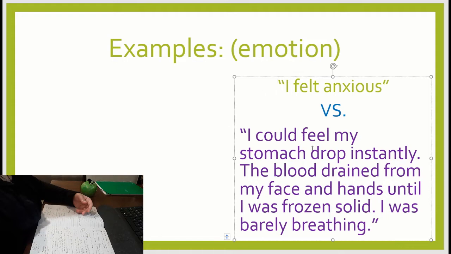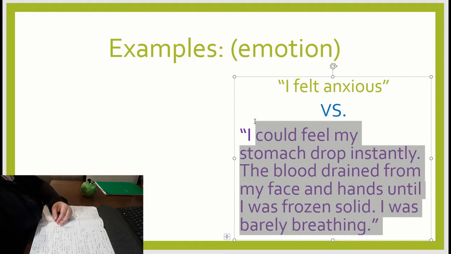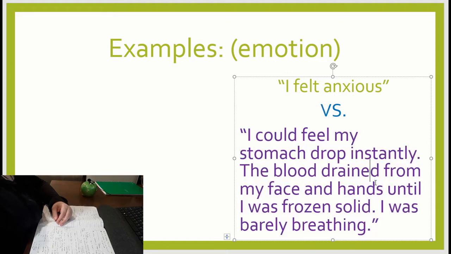Versus if you were to say instead, we're showing, okay? If you were to say something like this instead: I could feel my stomach drop instantly. The blood drained from my face and hands until I was frozen solid. I was barely breathing. So this right here could demonstrate things like anxiety or fear or any kind of emotion. It obviously depends on the rest of the context.